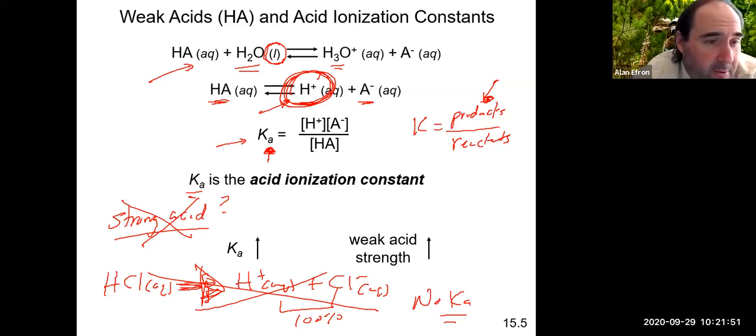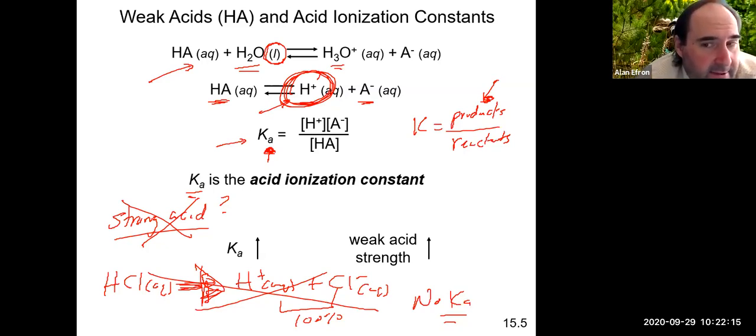If you see a problem where they give you the Ka value, or if you're able to look it up on a table and see a Ka value, that's a pretty big hint that it is a weak acid, and you need to solve it as a weak acid. So again, that's a good way to figure out if it is a weak acid or a strong acid, based on that.